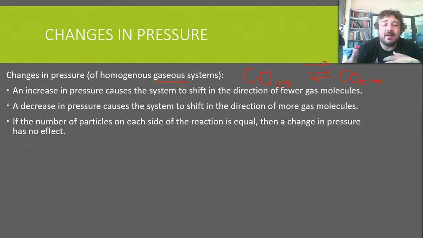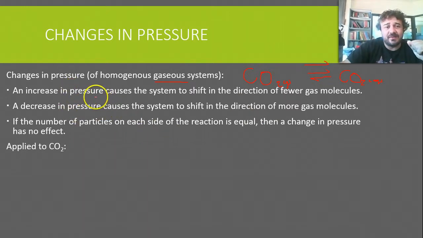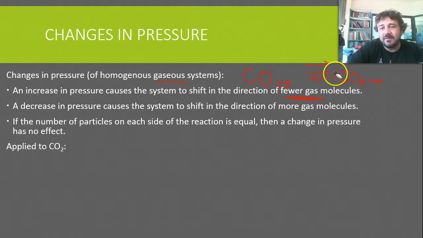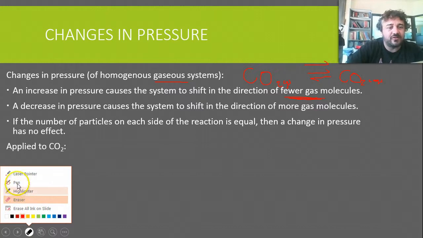Now, if the number of gas particles on each side of the reaction is equal, then a change in pressure has no effect. So let's apply this to CO2. This is actually really important, by the way. Some of you are struggling in class with this one. So an increase goes to the side with fewer gas molecules. The next video will have an example of it that's actually quite good. But basically, if these were both gases, and that one had a 1 in front of it, and that one had a 2 in front of it, then this is still the one with more gas molecules. And I'll just get rid of that because we don't want to confuse the issue any more than I already am in my shonky teaching.